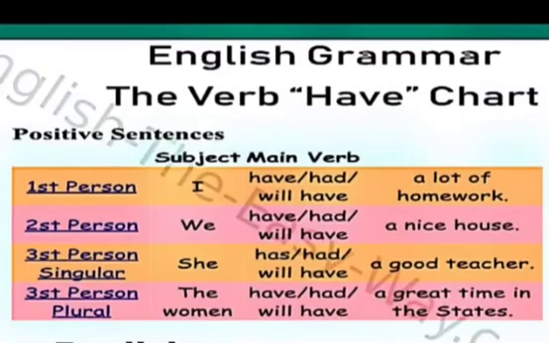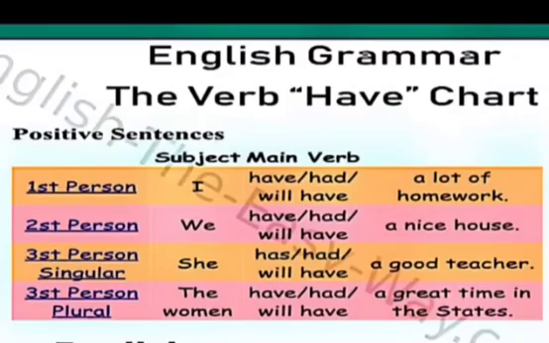Then the third one: she has a good teacher. Why are we using has here? Already I told, has we should use with he, she, it. So here we mentioned she, a third person singular. Then, the women have a great time in the States. So the women, that is the woman, is she. That's why we are using have here.